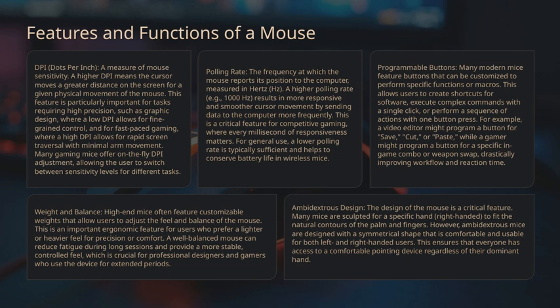A higher polling rate, like 1000 Hz, means the mouse sends updates more frequently, resulting in smoother, more responsive cursor movements. This is crucial in competitive gaming, where every millisecond counts. For everyday use, a lower polling rate is usually sufficient and can help conserve battery life in wireless mice.